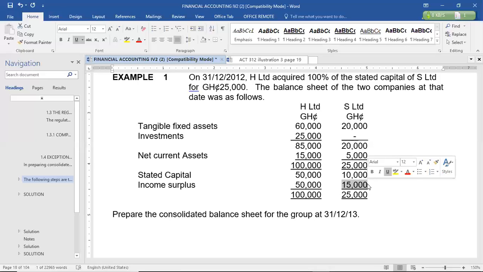Or the fixed assets plus the net current asset. When we say net current asset, it means the current asset minus the current liability. And so therefore, the net current asset, you are seeing 15,000 on each account, means that the current liability has already been deducted, and we got 15,000.